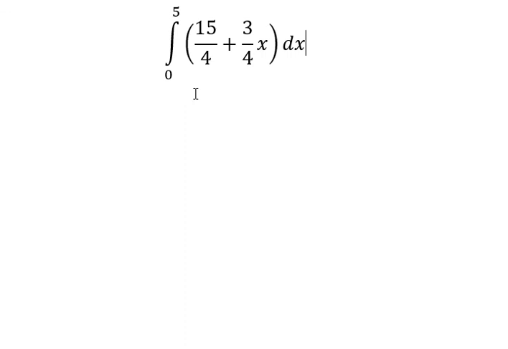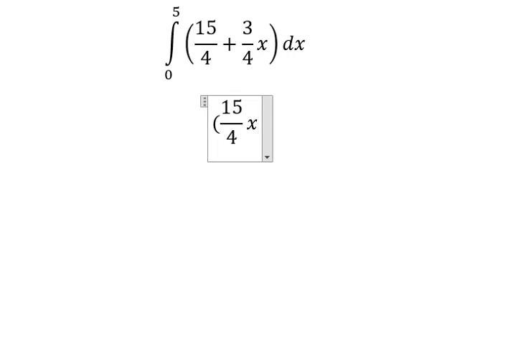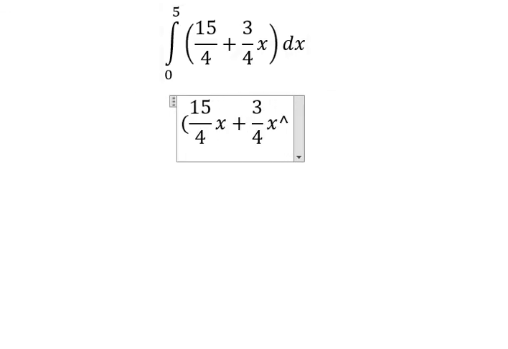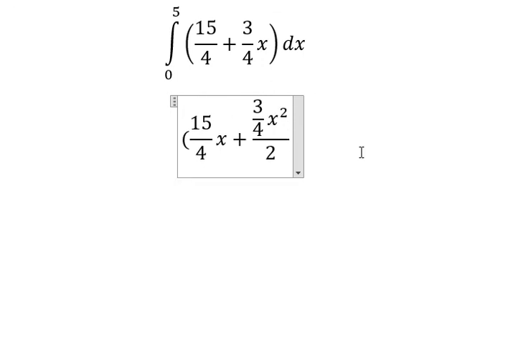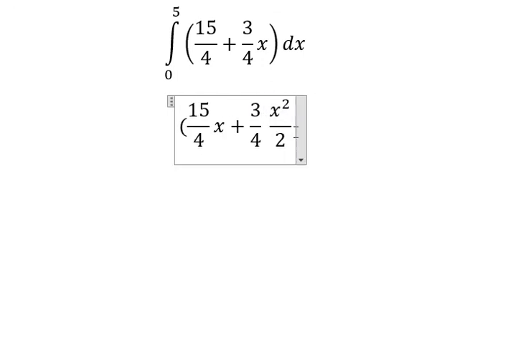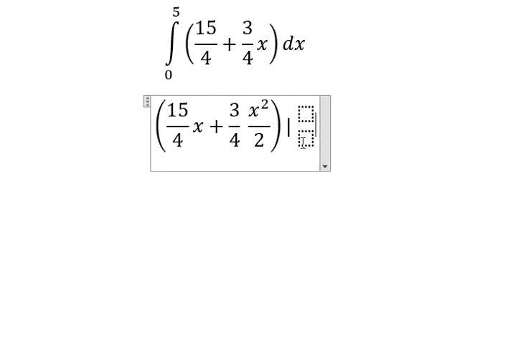Now, the integration of this number, you will have about 15 over 4s. The integration of s, we have s to the power of number 2 over 2. So we put the bounds in here from 0 to number 5.